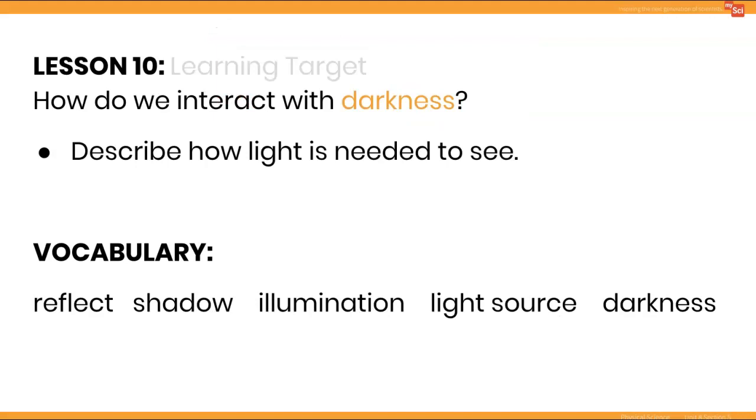By the end of this lesson, students should be able to answer the question, how do we interact with darkness? Students have described how light is needed to see, and have discovered how they can make shadows for their shadow puppet show.